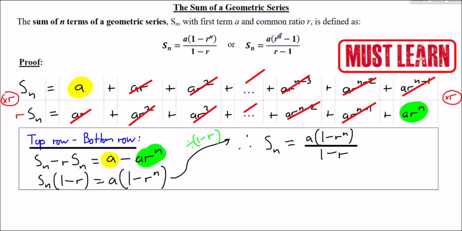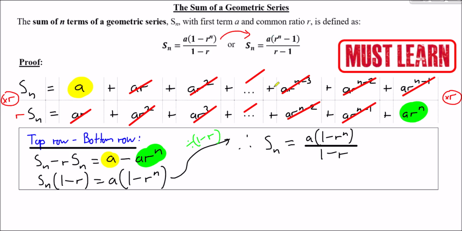Now, this second result could have been proven if I'd have written these in a different order. If I'd have put this bottom row at the top and the top row at the bottom, and then done one minus the other, I would have ended up with this result as well. So if you're not convinced, try it yourself, just switch the order of these rows and it will work. Or, if you don't want to, just try and convince yourself by multiplying the numerator and denominator of this result by minus 1, and we'll arrive at this equivalent form.